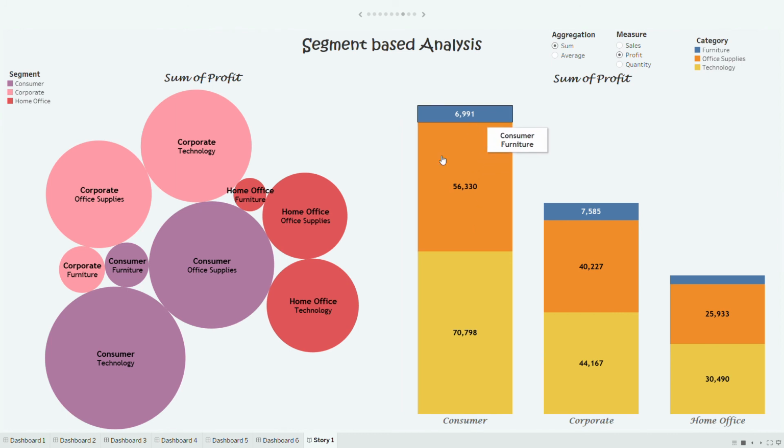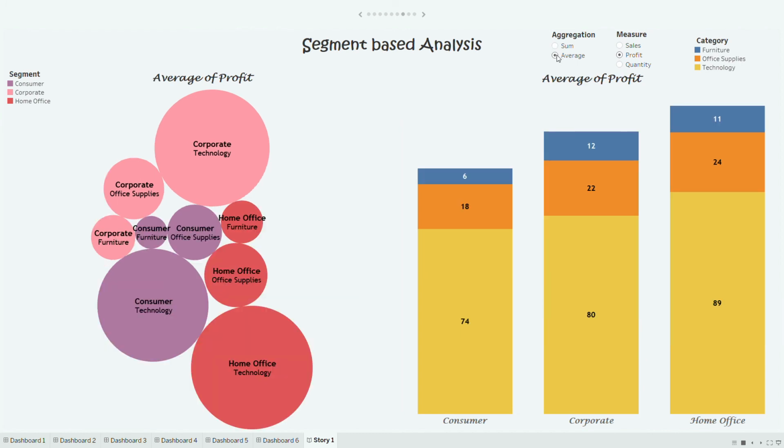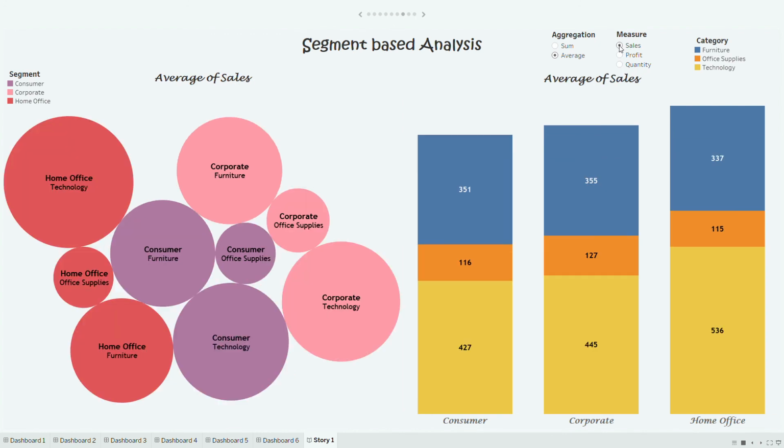In segment you can see consumer is the main segment which consumes technology and office supplies. After consumer we have corporate and then home office. If we take the average profit, we can see on average the home office is giving us more profit. And if we see average sales, the average sales is also more in home office.